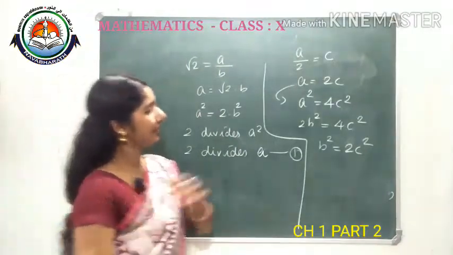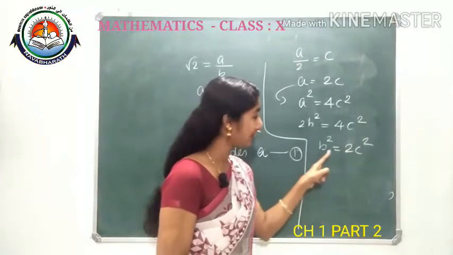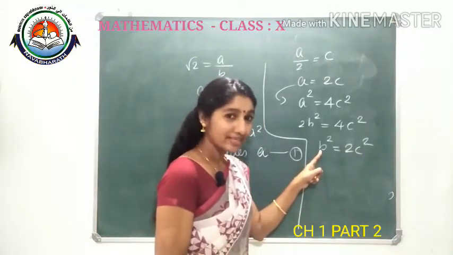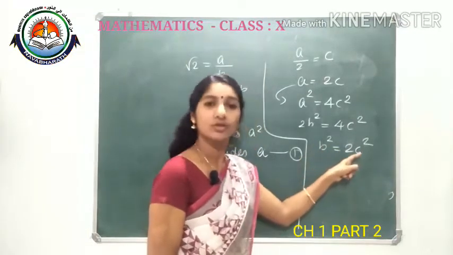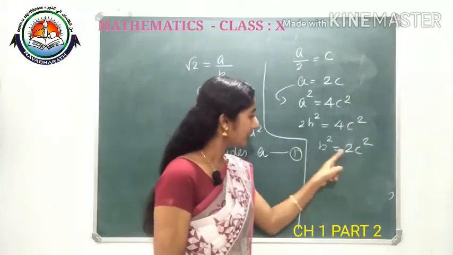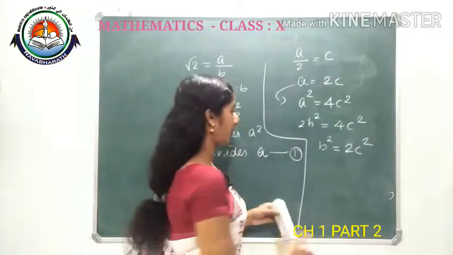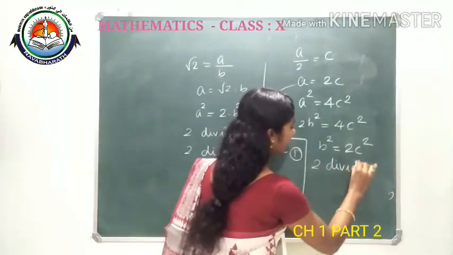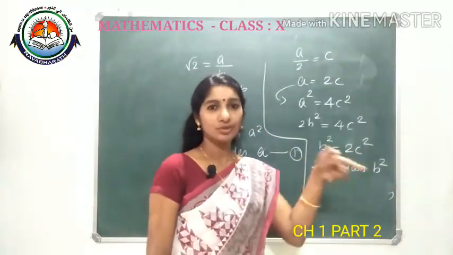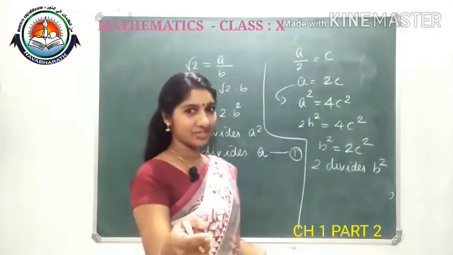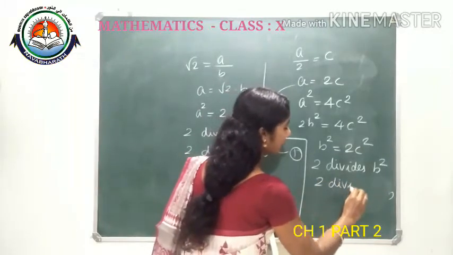Then see, B square equal to 2C square means 2 is a factor of B square, or we can say 2 divides B square. B square by 2 is equal to C square, exactly. So 2 divides B square, or you can write 2 is a factor of B square. How did we understand 2 divides B square? We got B square equal to 2 into something. And by the theorem we discussed before, if a prime number divides B square, then that prime number divides B also.